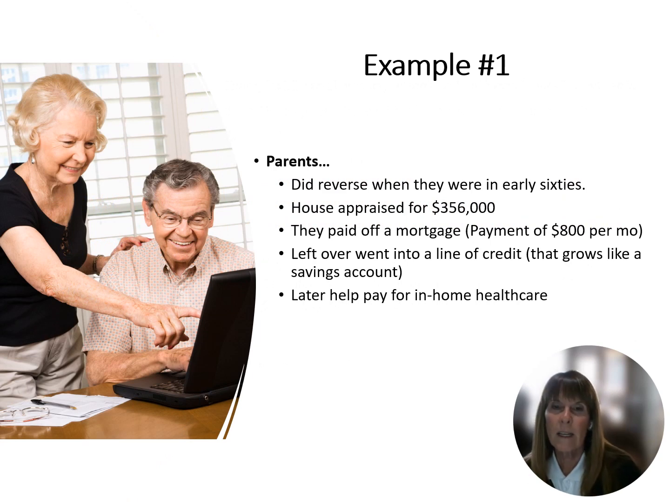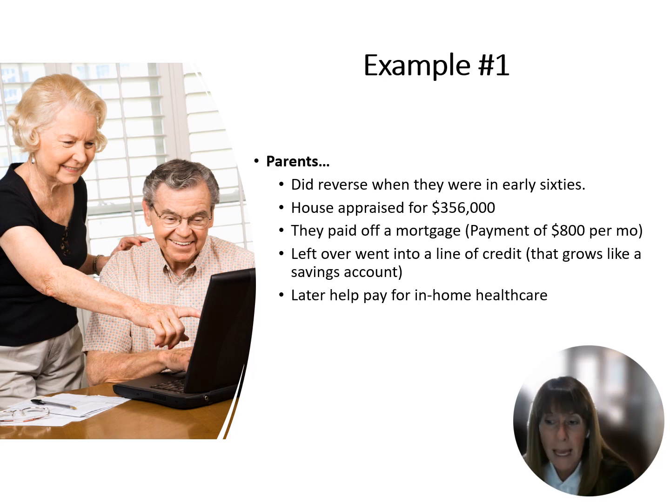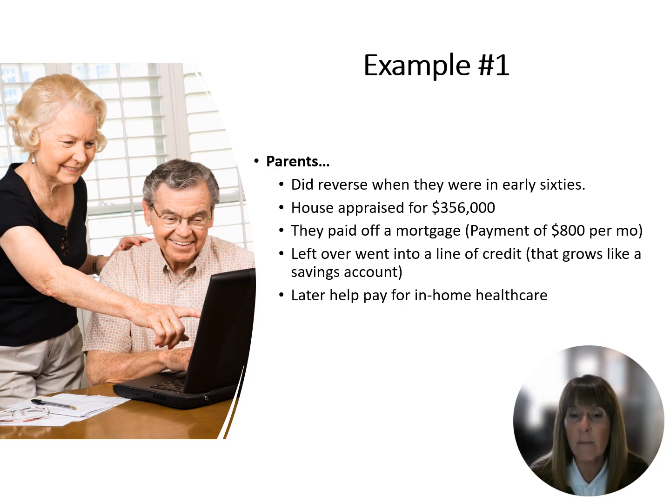I'm going to give you a couple of extra quick examples. These are examples of parents, my parents actually, when they did a reverse mortgage, they were in their early 60s. They did a reverse on their house, because they did it 20 years ago. They paid off a mortgage, got rid of their $800 a month house payment, and they had some money left over that went into the line of credit. That line of credit that they were not using sat there and grew by about $20,000 by the time they needed it when my dad had some health issues.